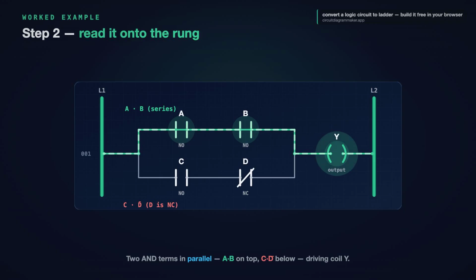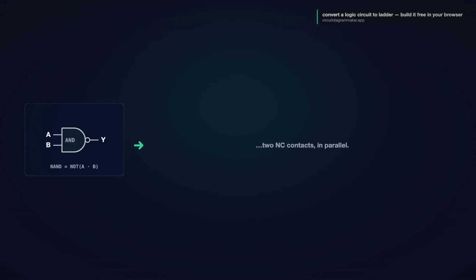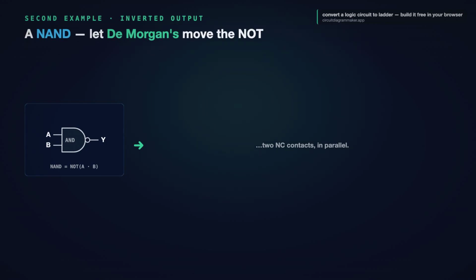Trace it. Power gets to Y if A and B are both closed, or if C is closed while D is not, which is exactly what the gate said. We have just drawn the same logic a different way.